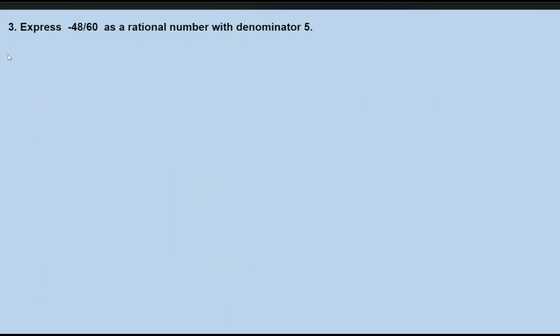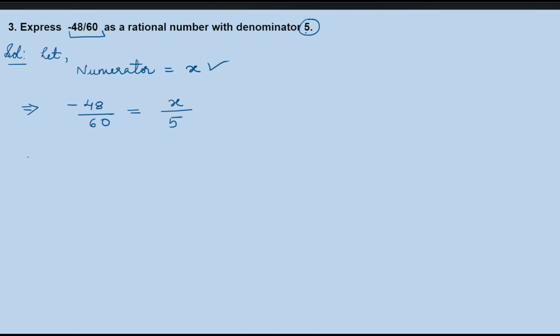let us see what is going to happen in question number 3. Now question number 3 and question number 2 are quite similar. Okay, so let us see how to do it. Express this rational number with denominator 5. Okay, so in the same manner, let the value of numerator be x, right? So on doing so, we are going to equate these two rational numbers. So minus 48 by 6 will be equal to numerator is x, okay, and the denominator will be 5.